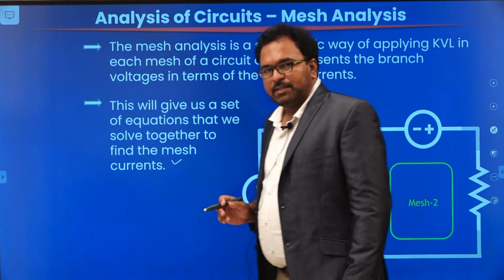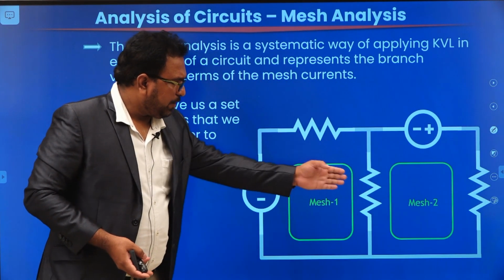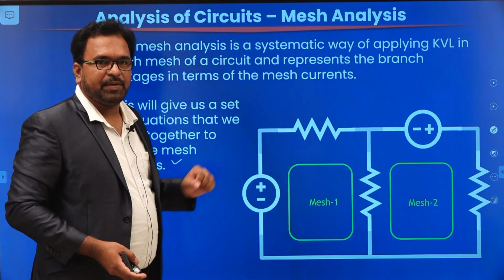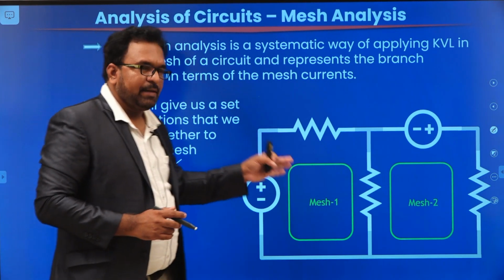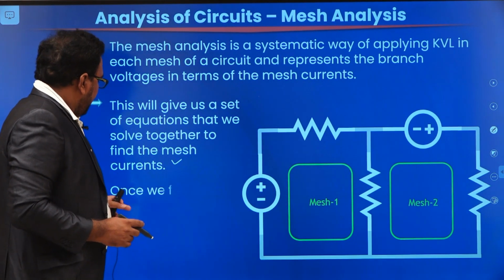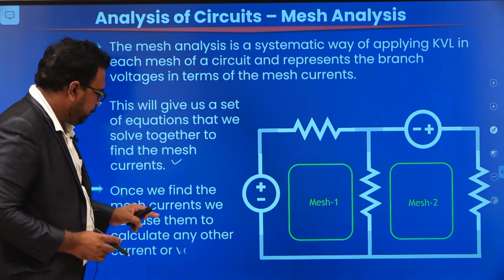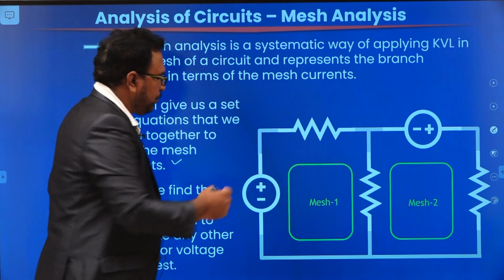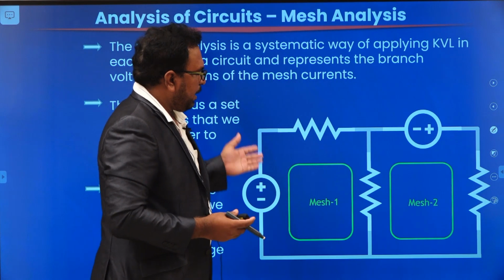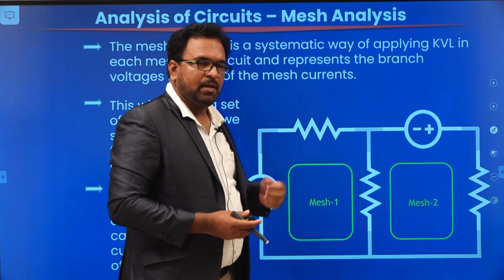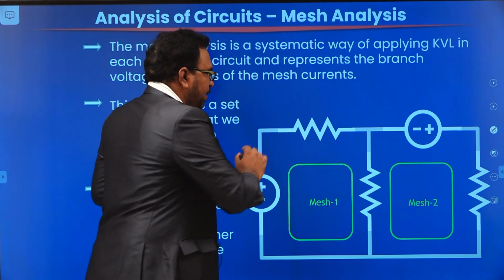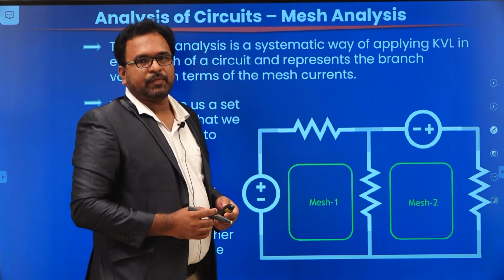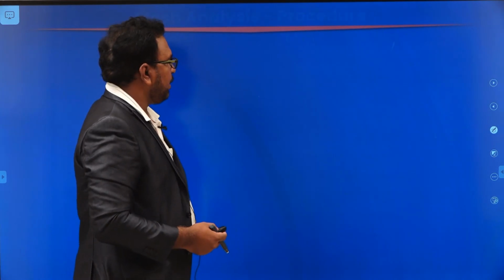If you observe this circuit, here there are two meshes. You are going to apply KVL in each mesh, then you get two equations. When you solve those two equations, you get the mesh currents. Next, once we find the mesh currents, we can use them to calculate any other current or voltage in the circuit. When you get the mesh currents, you can calculate the voltage across or current through any element in the circuit. Let us see the procedure involved here.